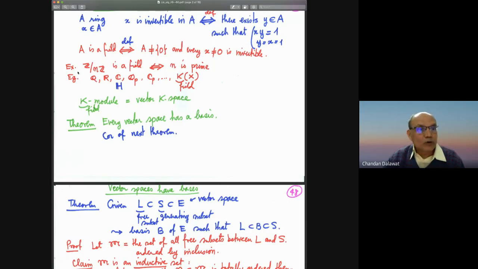For example, this module Z/nZ, considered as a module over Z, doesn't have a basis, right? Because, for example, it doesn't have any free elements. I hope you recall the definition of a generating subset, a free subset, and a basis in a vector space, right? A basis is a free subset which also generates the module. Okay. So this is the theorem. We have to prove that every vector space has a basis.